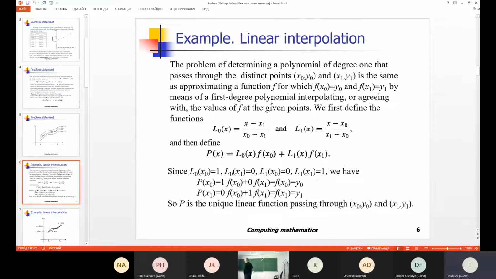Let me draw the thing on the board. P1 of x equals, first I should take L0, x minus x1 over x0 minus x1 times f of x0 equals y0, plus x minus x0 over x1 minus x0 times y1. I just write the same formula on board.